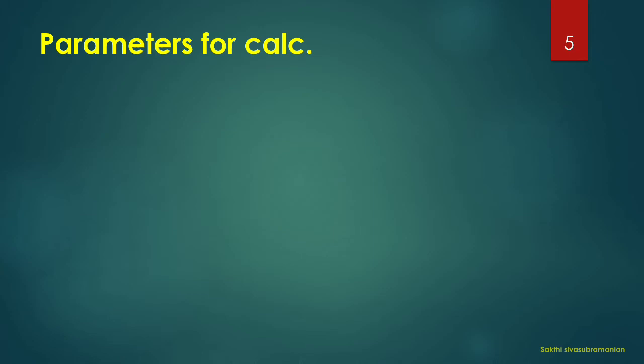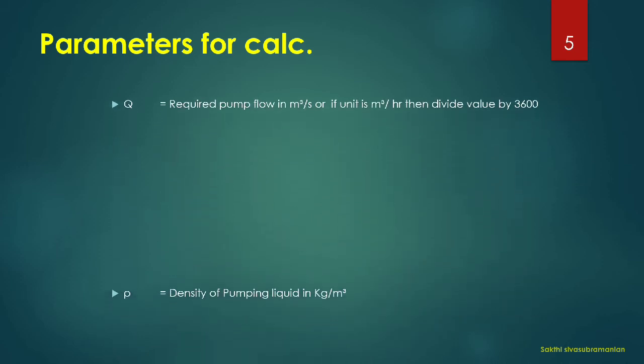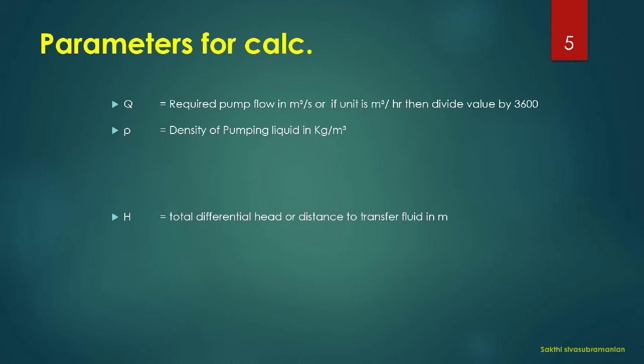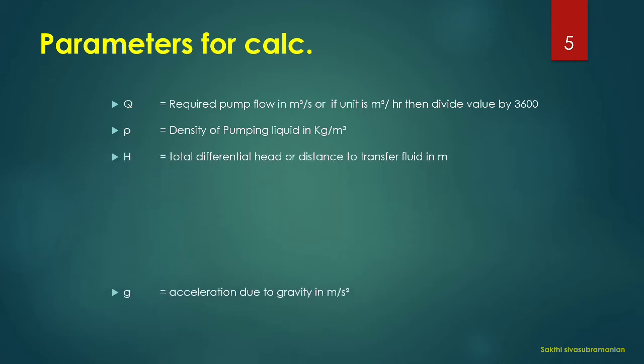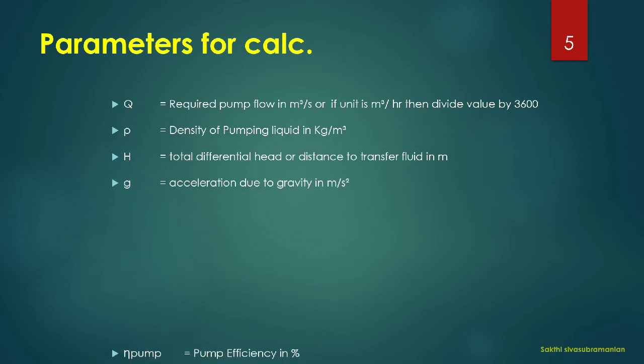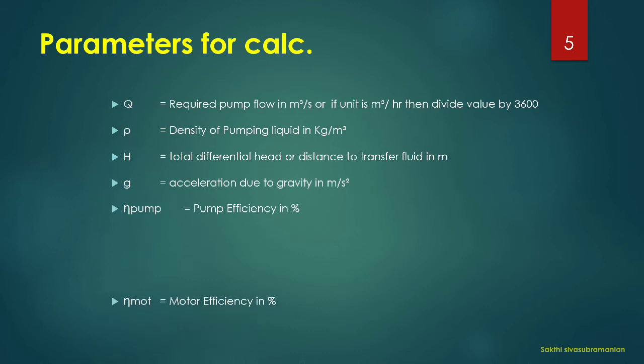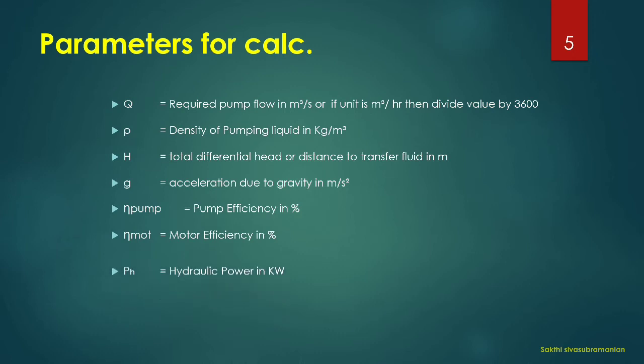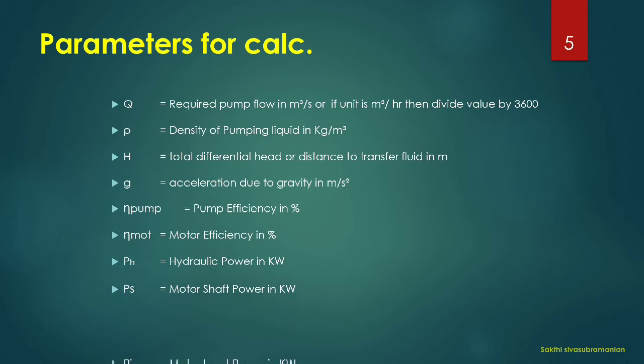The parameters used for this calculation are, first, the pump flow, that is, how much flow is required to transfer from one area to another. The flow can be in meter cube per hour or meter cube per second. Next is the density of the pumping liquid, which may be water, fluid, or whatever it may be. Next is the height, H, that is, how much distance we have to transfer the liquid. Next is the gravity, that is, acceleration due to gravity. Next are pump efficiency and motor efficiency.